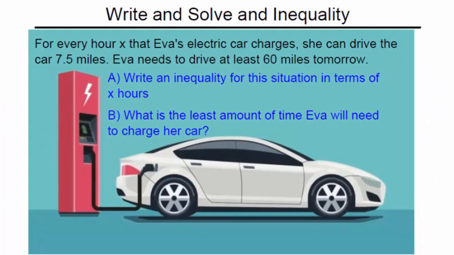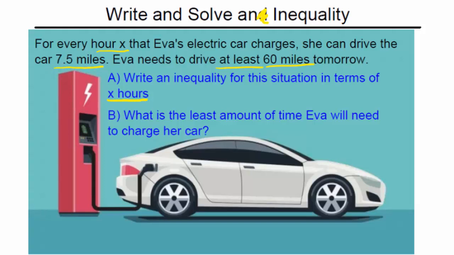For our last example here, we're going to write and solve another inequality. Let's just say an inequality. For every hour x that Ava's electric car charges, she can drive the car 7.5 miles. So x is hours. Ava needs to drive at least 60 miles tomorrow. So write an inequality for this situation in terms of x hours. So after 1 hour, she gets 7.5. After 2 hours, she gets 15.